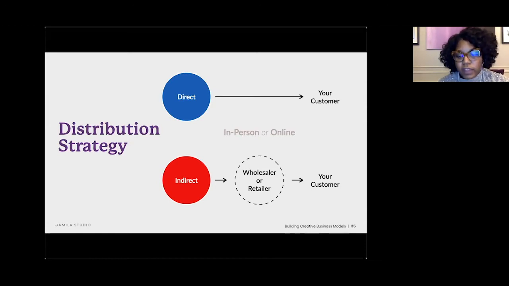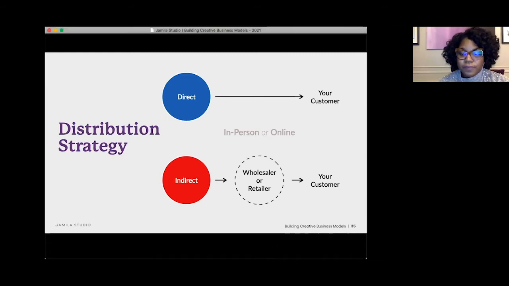Or you can do it indirectly, where maybe you sell through a wholesaler or a retailer, or maybe you have your art in a museum and the museum pays for your art and then your customer sees it. So you can have this in person or you can have this online. It's important when you're thinking of not only how you're going to market your products, you need to figure out how you're going to deliver it to people as well. You can do just a direct relationship, or you can do an indirect relationship. It really depends on your product, your customer, and the channel that you choose.